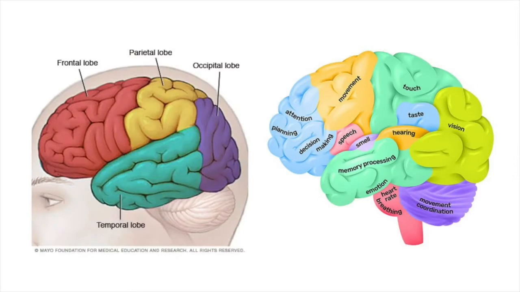Here we see two diagrams of a human brain from the side. On the left, you can see that each hemisphere is divided into four lobes: frontal, parietal, temporal, and occipital. On the right, you can see the sorts of functions each part of these lobes is responsible for. For example, in the front of the brain, the frontal lobe is responsible for attention and planning, while towards the back of the brain, the occipital lobe processes what you see with your eyes.